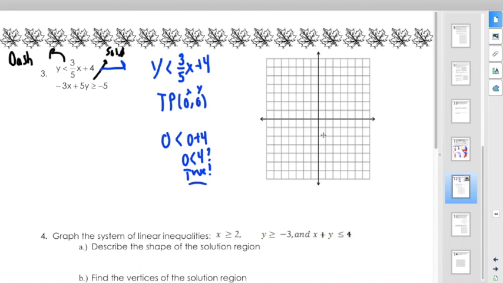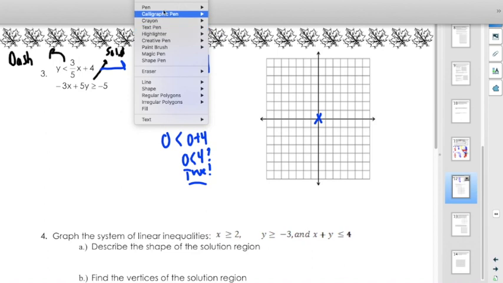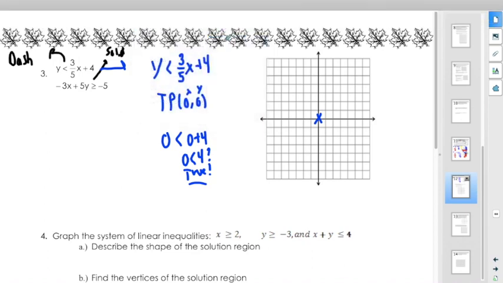So that's our first true. That means whenever I graph this, I'm going to be shading towards my test point, towards my x. Okay? Now, let's do the second equation in red. Okay, so this one's going to be down here. This one, I'm going to have to do a little bit of work to get y by itself.